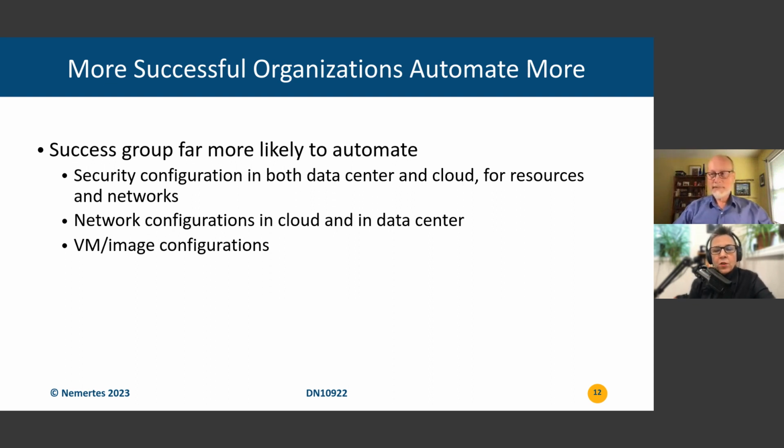Most successful organizations do more of the automation. They are far more likely to automate things like security configuration, both in the data center and in the cloud, for resources and for networks, and also network configurations in the cloud and data center, and VM and image configurations.